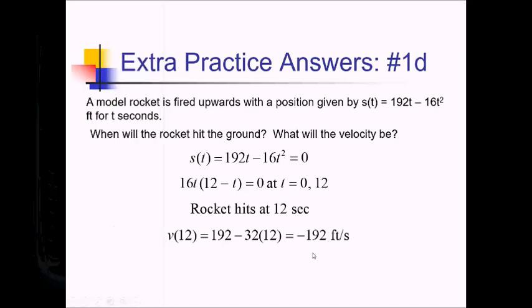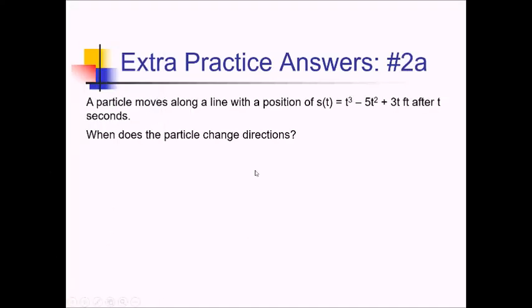For this set of problems, we have a particle moving along a line with a position given by this s of t function, which is a cubic function. We want to know when the particle is going to change directions for the first part here. So for that, I need to know when the velocity is 0, and for velocity, I need s prime. So that's going to be 3t squared minus 10t plus 3. So let's find out when this equals 0.